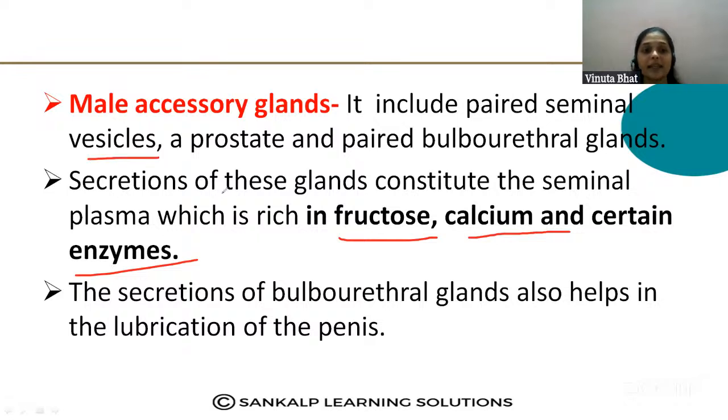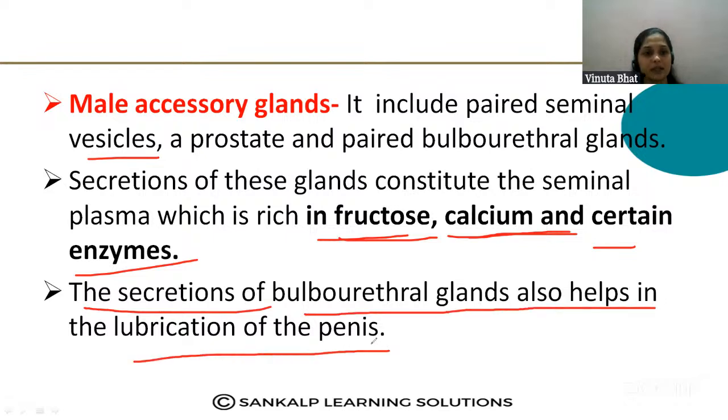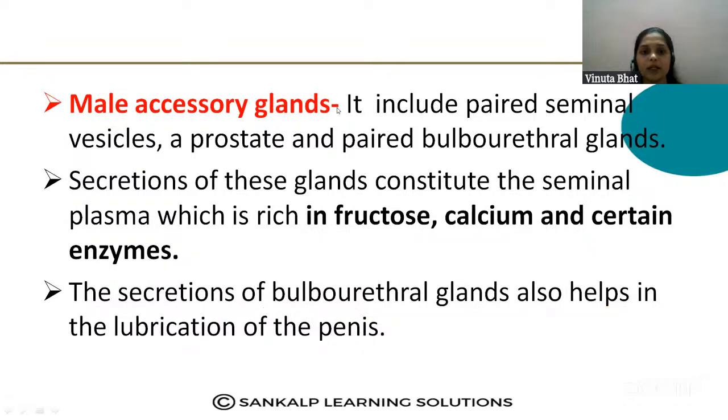What does the seminal vesicle secrete? It secretes some fluid. In that fluid there is fructose, which provides the energy for the sperms, and calcium and certain enzymes. And the secretion of the bulbourethral glands also helps in the lubrication of the penis. Then the MCQ they may ask is: which of the following is not a paired structure? Here the prostate gland is not a paired structure. Seminal vesicle and bulbourethral gland are paired structures.